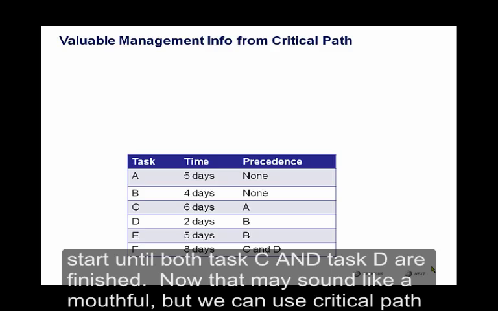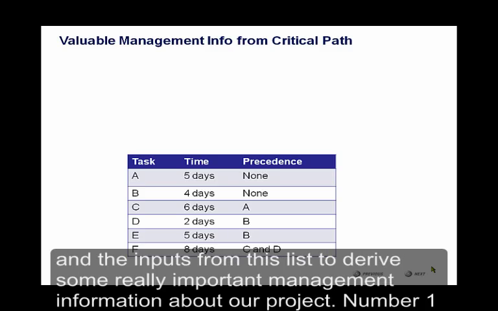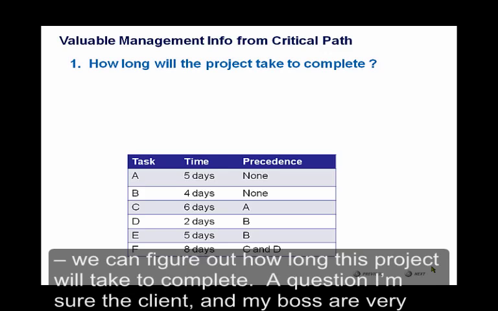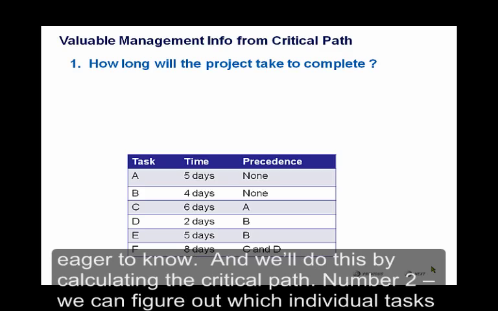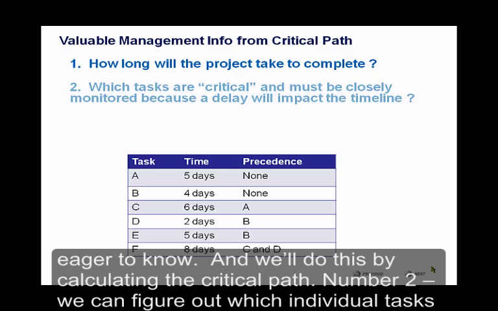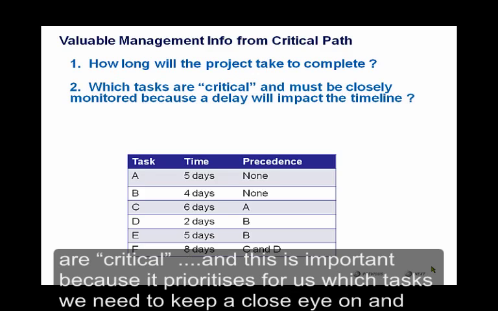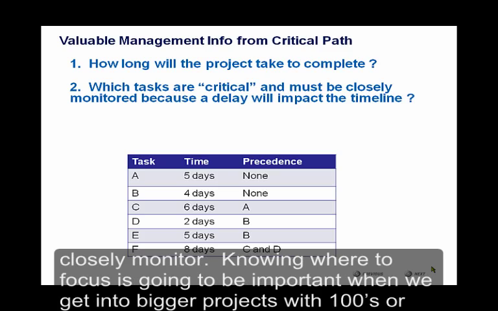Now that may sound like a mouthful, but we can use critical path and the inputs from this list to derive some really important management information about our project. Number 1, we can figure out how long this project is going to take to complete, a question I'm sure the client and my boss are very eager to know. And we'll do this by calculating the critical path. Number 2, we can figure out which individual tasks are critical, and this is important because it prioritizes for us which tasks we need to keep a close eye on and closely monitor.